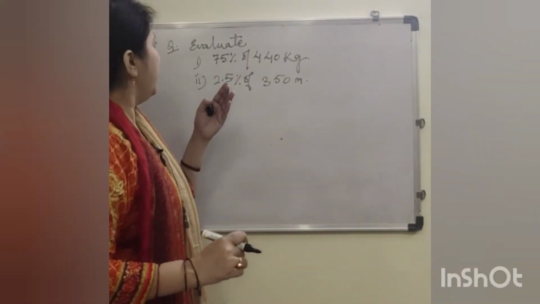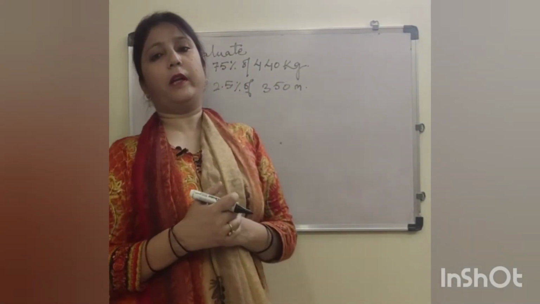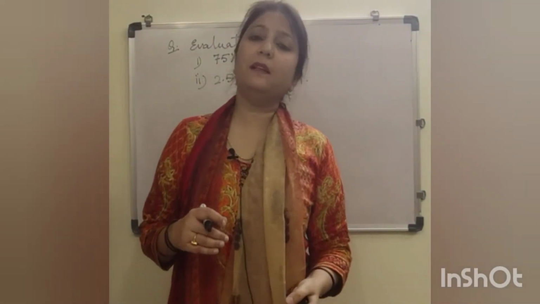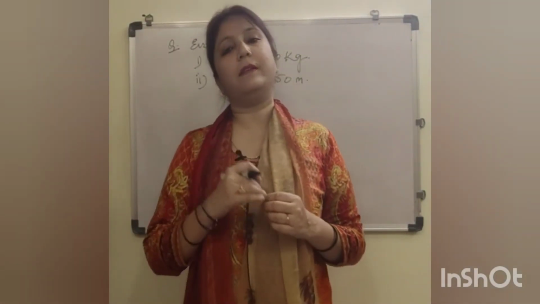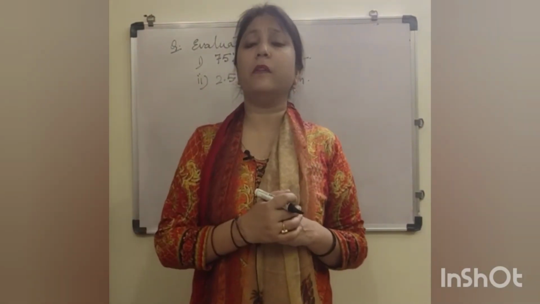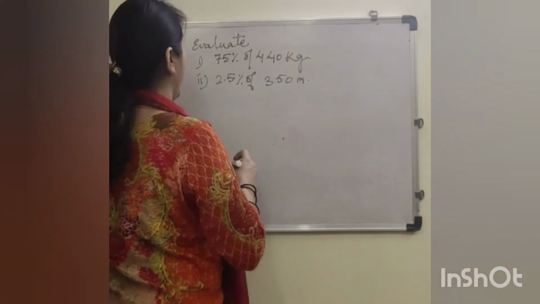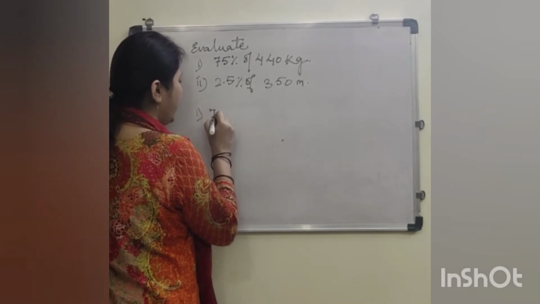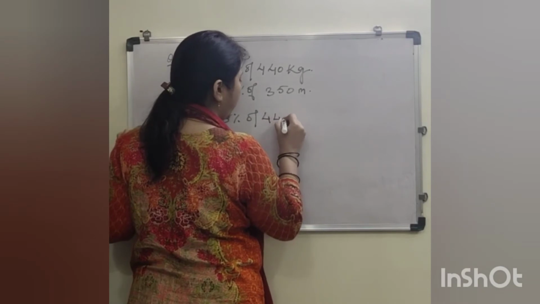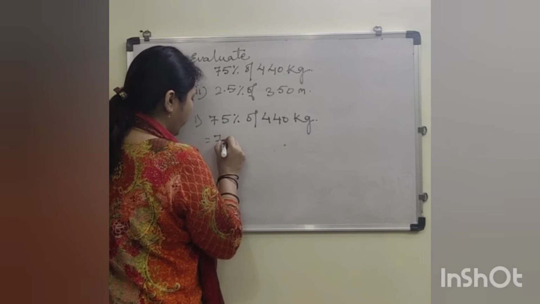Now another type, bache, evaluate 75% of 440 kg. Till now we were only either putting the sign of percentage or removing the sign of percentage. Now we calculate the percent for a certain given quantity, like here we are given 440 kg. So first part, 75% of 440 kg. First of all, let me make you clear 75.